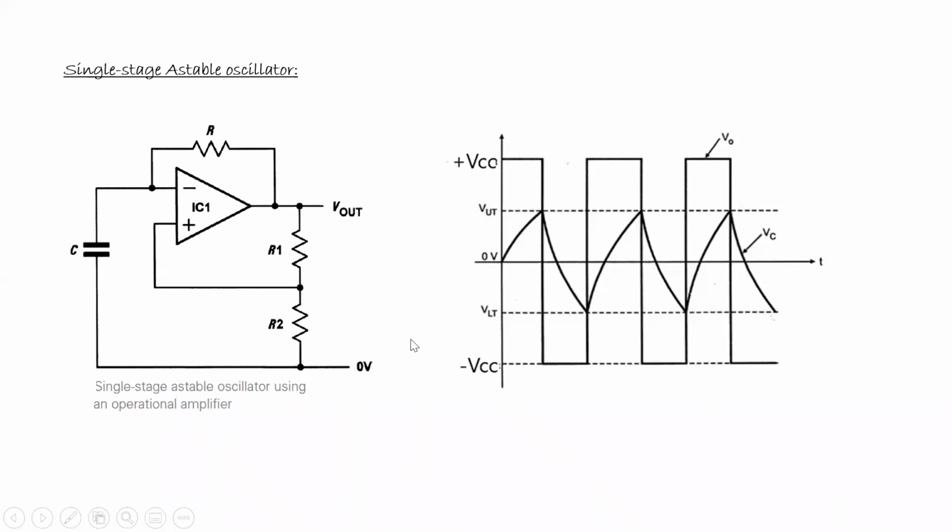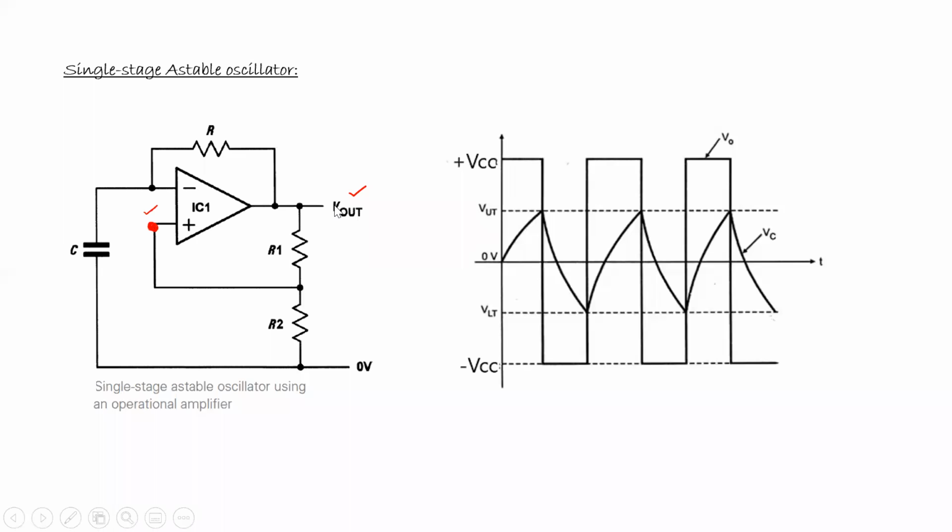Inverting or non-inverting? Non-inverting. So if we are feeding back to the non-inverting amplifier, the output and input, what is the phase shift between the output and input here? What is the difference in phase shift between these two? 0, because this is the non-inverting terminal.